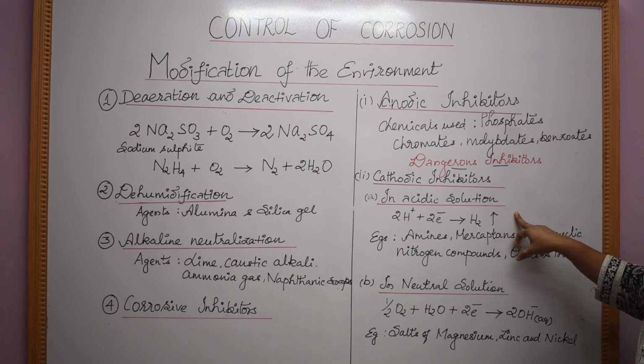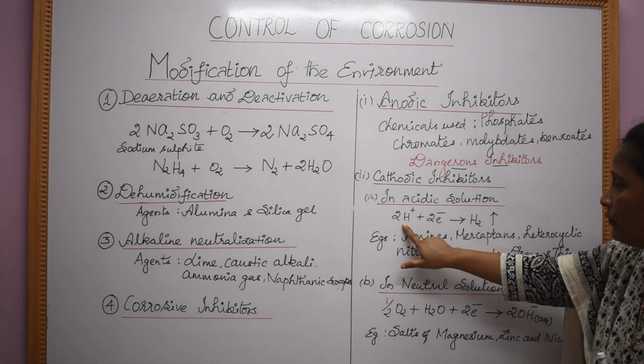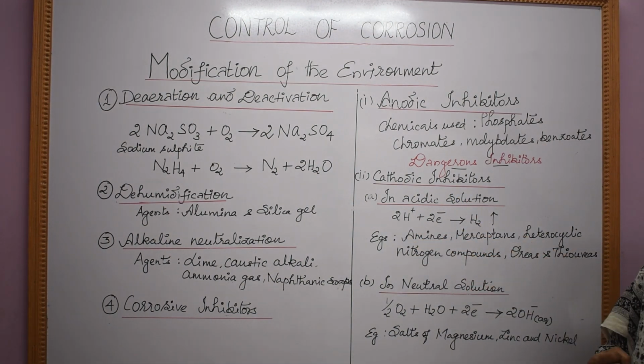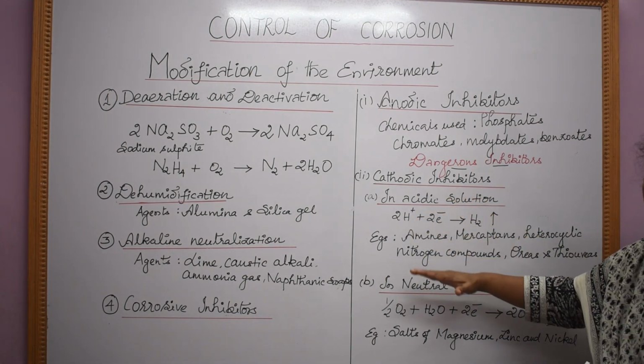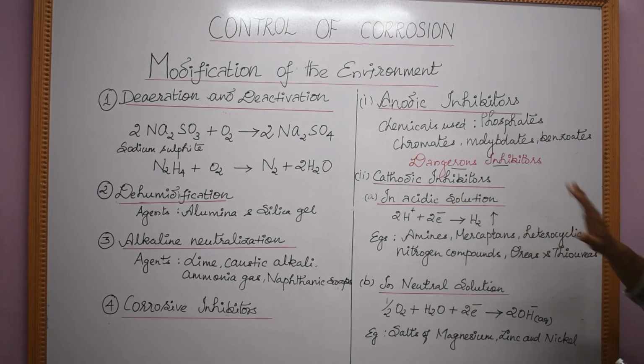When any one of these chemical substances is added to the acidic solution, these chemicals decrease the diffusion of H plus ions towards the cathode. Since they decrease the diffusion of H plus ions into the cathode, the rate of corrosion will be less. So this is with respect to the acidic solution.